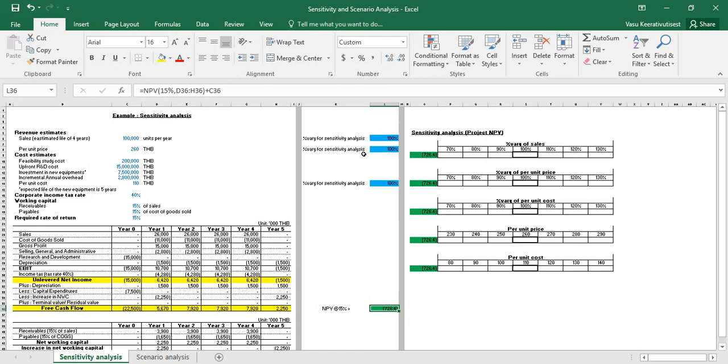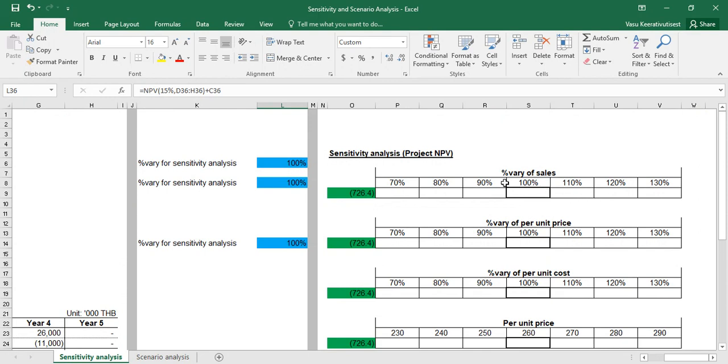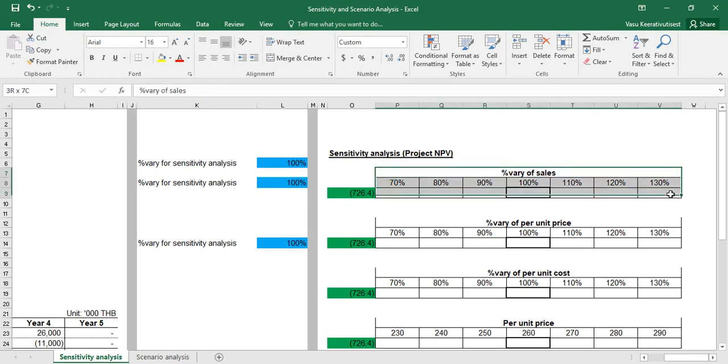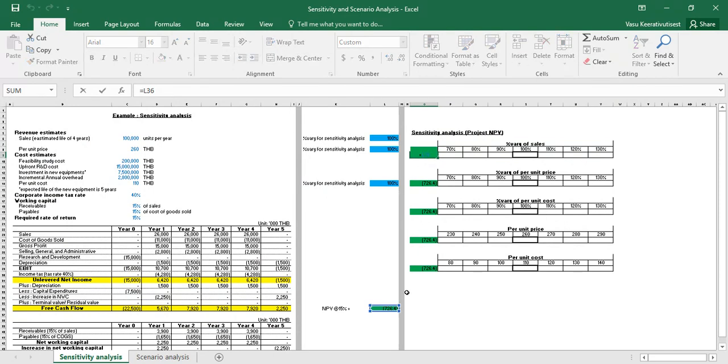Okay, so have a look at this part. Here is a table for sensitivity analysis. You can see that right now we are interested in varying the percent of sales. So we have to construct this table first, and then you need to link this cell to this NPV. I did this already and put it in the template for you.